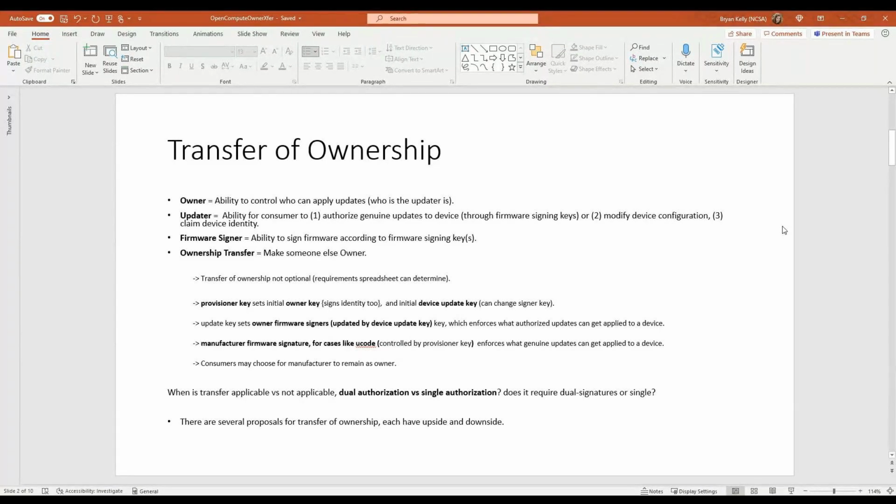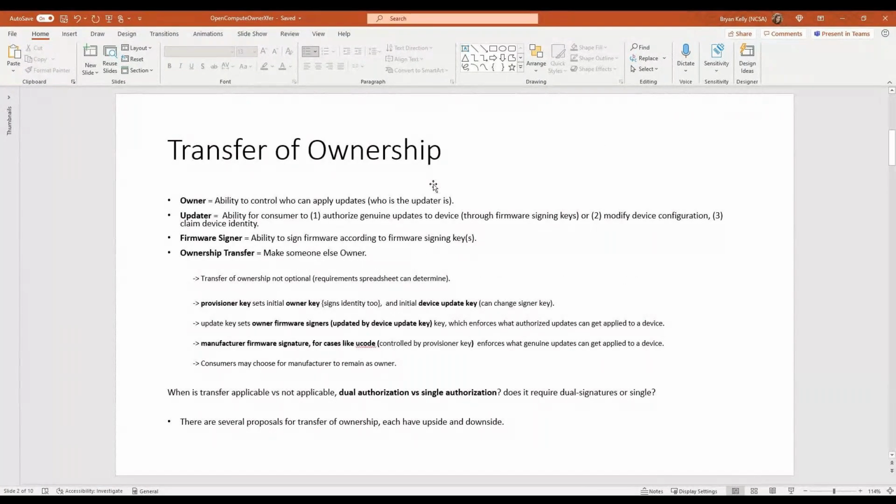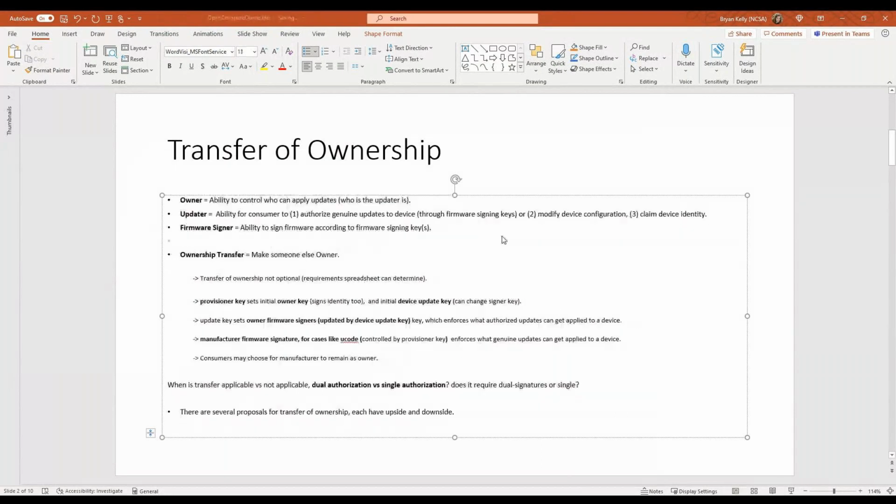So should you put author in there too? Because the author is necessary too, right? Okay. Firmware author. Yeah, you're right, because that may be different than the signer. All right.